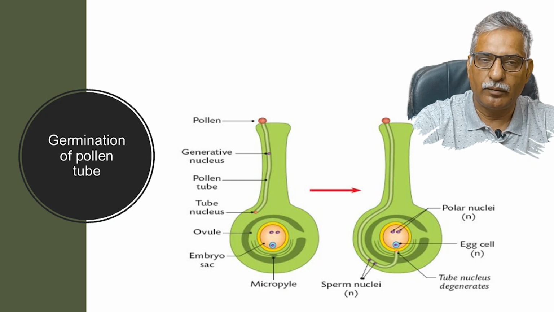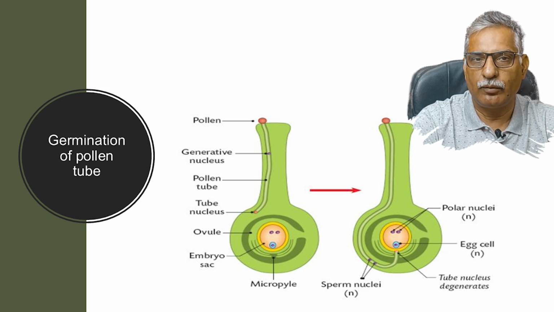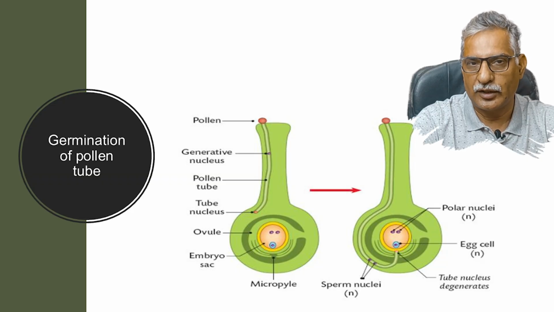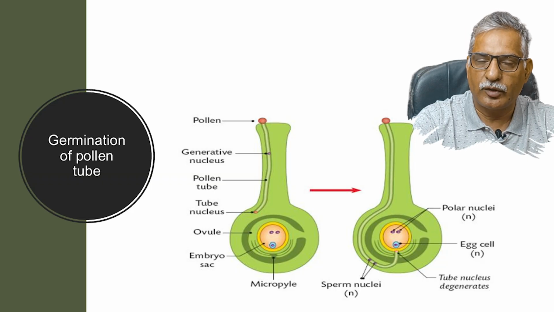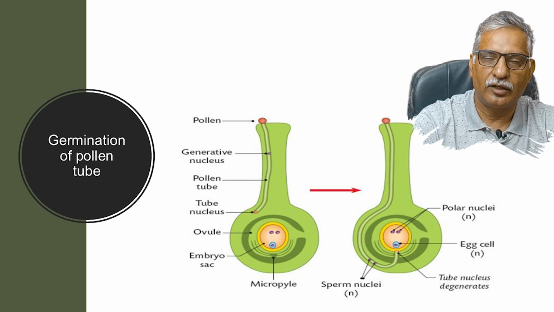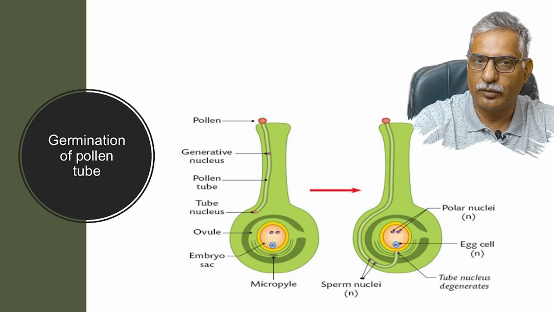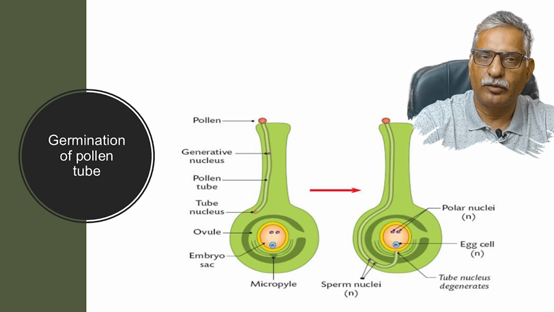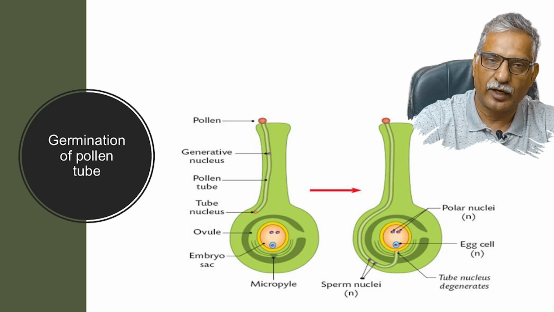Within the ovary, the ovum nucleus after fertilization develops into a zygote, and the zygote develops into an embryo, and this embryo is enclosed as a tiny plant within the seed. The endosperm nucleus after fertilization develops into endosperm tissue. This endosperm tissue stores food in the form of starch, proteins, and fats.